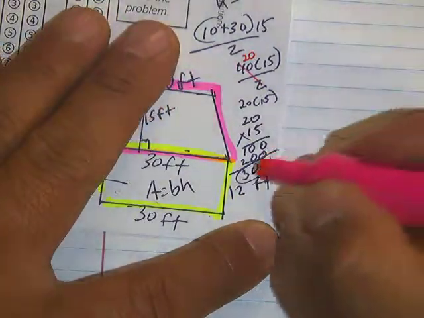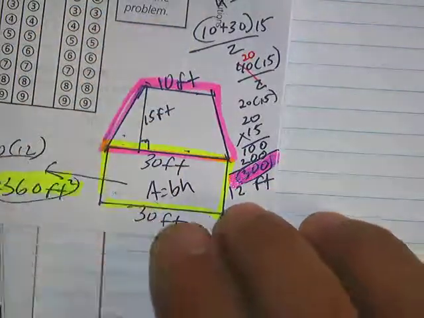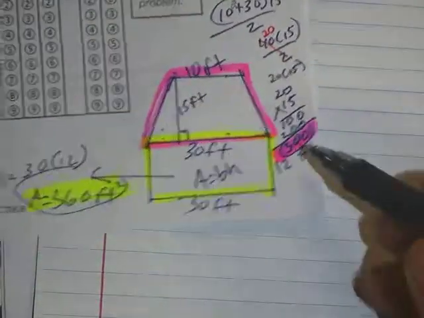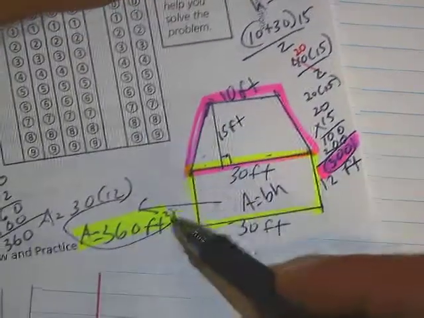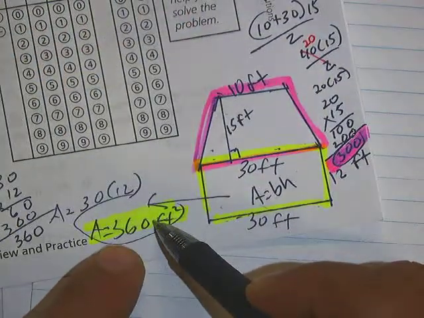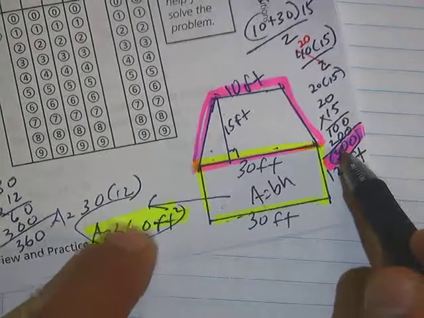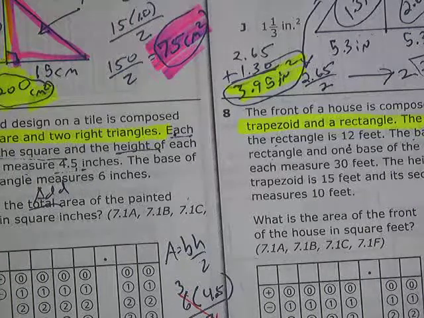So 20 times 15. 5 times 0 is 0, 5 times 2 is 10, with the placeholder, 1 times 0 is 0, 1 times 2 is 2, and so I get 300, and so this is the answer for the trapezoid, 300. So what I'm going to do now is add the area of the trapezoid plus the area of the rectangle. Add these two numbers together and you get your answer.